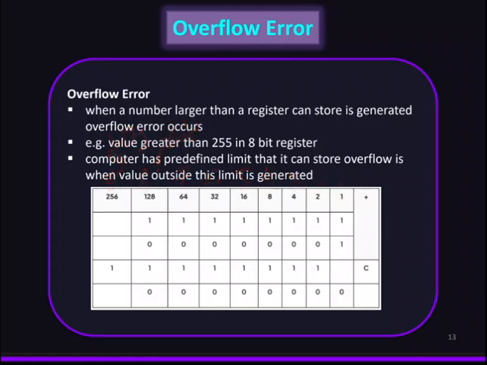So after 8 bits, when a 9th bit comes, this is the overflow error. When the number is greater than 255 and becomes 256, it is the overflow error. When the number is greater than 8 bits, it is an overflow error. That's what it told over here, and in the last one it says the computer has a predefined limit, and overflow is outside the limit generated.